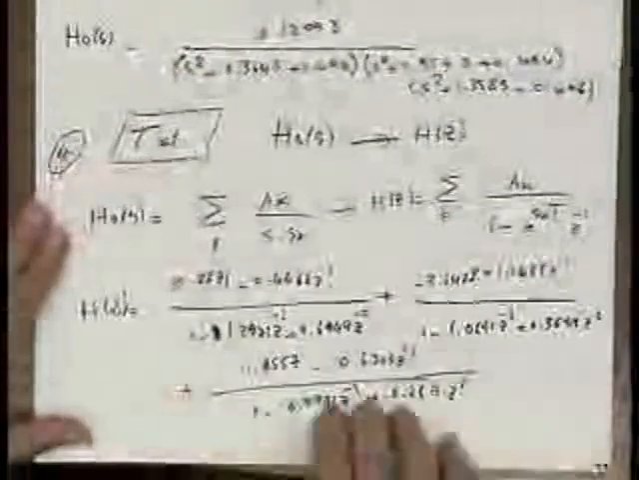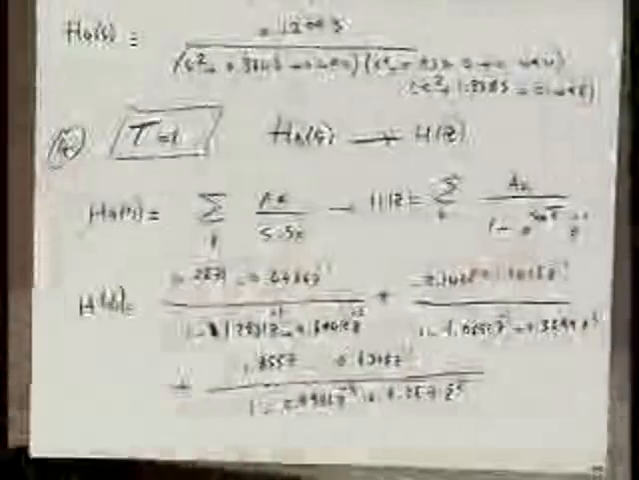So this is the final filter. So this corresponds to one pole pair, another pole pair, and another pole pair. Okay?